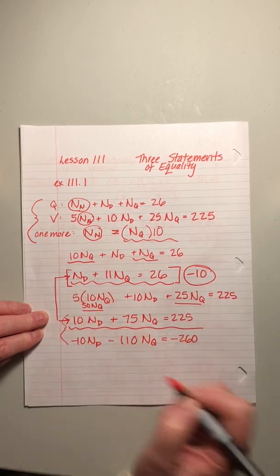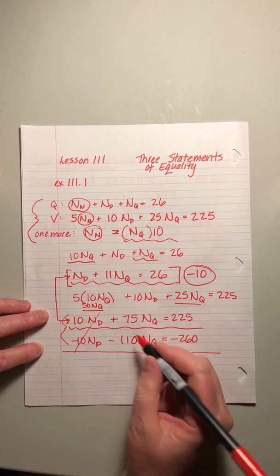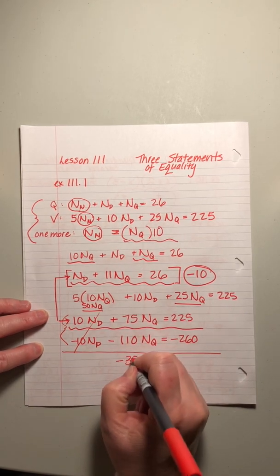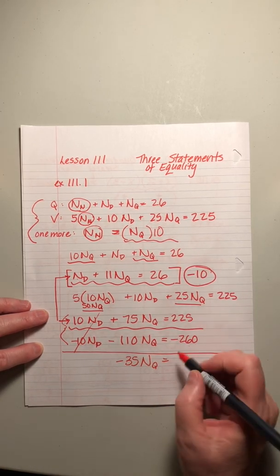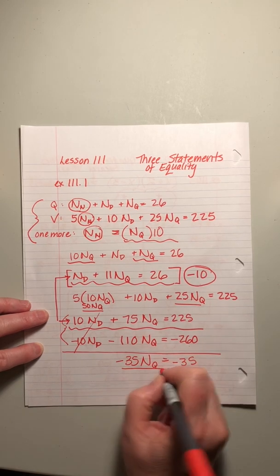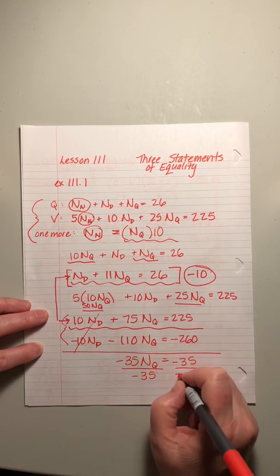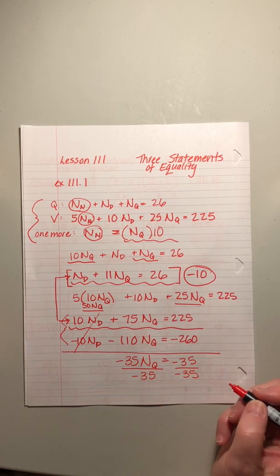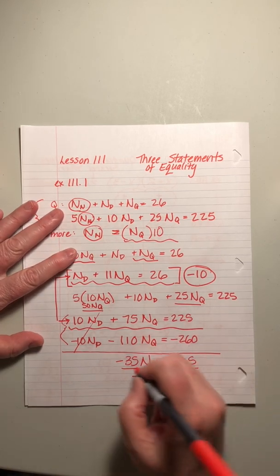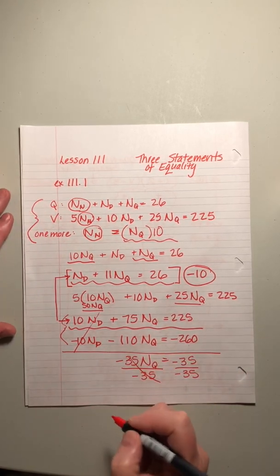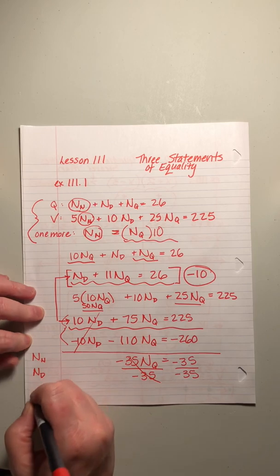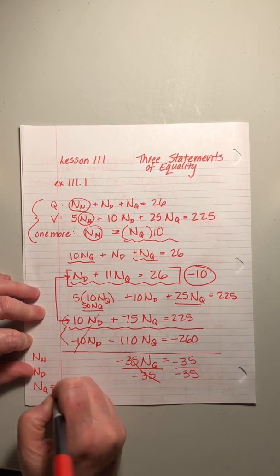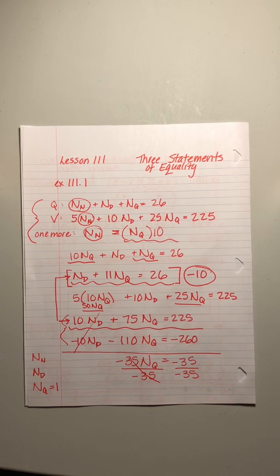Now I'm comparing these two, right? This cancels. This will be what? Negative 35 times the number of quarters equals, look at that, negative 35. So when we divide, the number of quarters equals 1. Where should I write this? Over here. I'm going to write the number of quarters equals 1. That's the right answer. Isn't that cute?